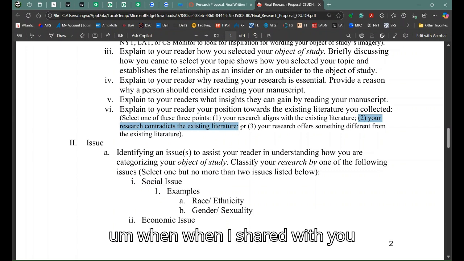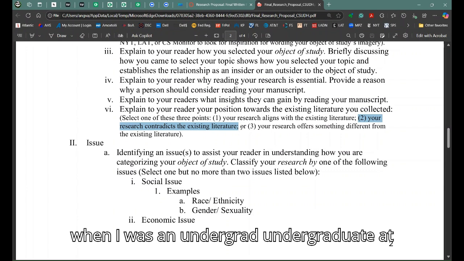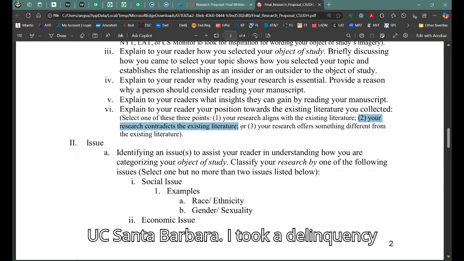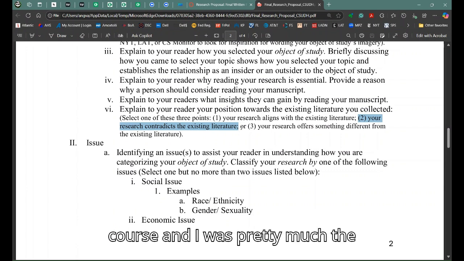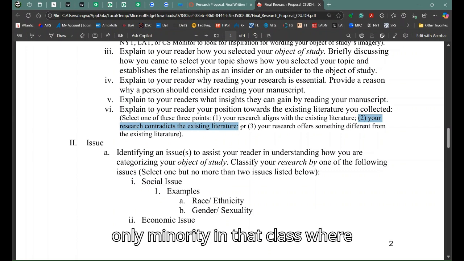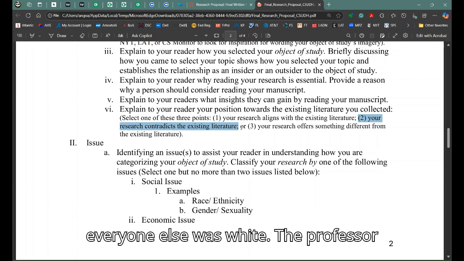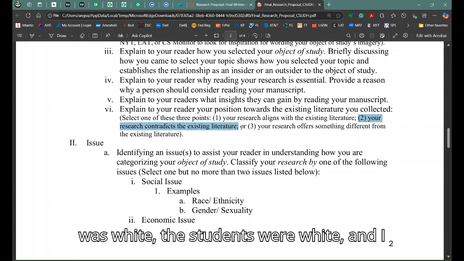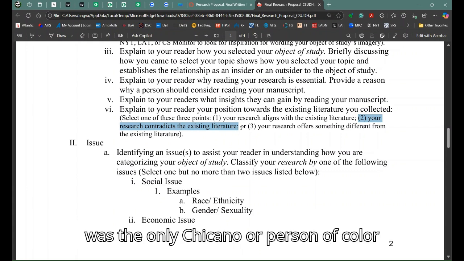when I was an undergraduate at UC Santa Barbara. I took a delinquency course. And I was pretty much the only minority in that class where everyone else was white. The professor was white, the students were white, and I was the only Chicano or person of color in that class.